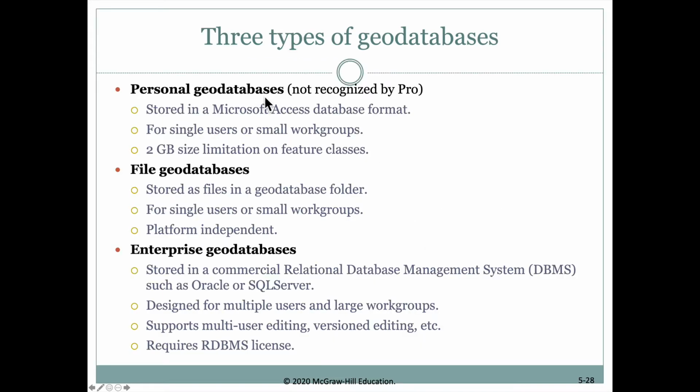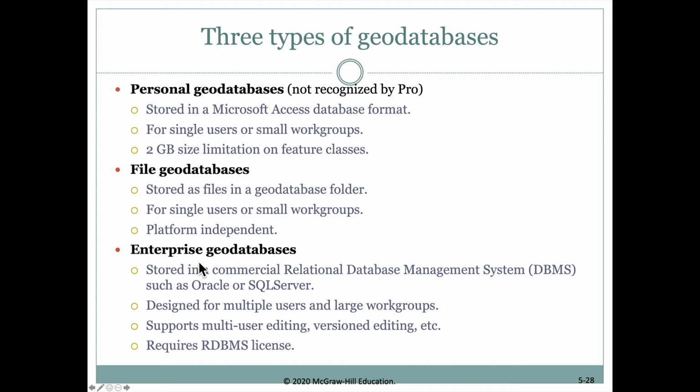There are different types of geodatabases that can be considered. There's a personal geodatabase, which is actually not recognized by Pro, but was built for ArcGIS, and that's going to be stored in a Microsoft Access database format. It's really designed for someone working individually or a small group. It's not really designed to be shared. The file geodatabases are stored as a file in a geodatabase folder, and this is really what you should be using if you're a single user, as you might be for this class. And one nice thing about this is it's going to be independent of the platform you're working on.